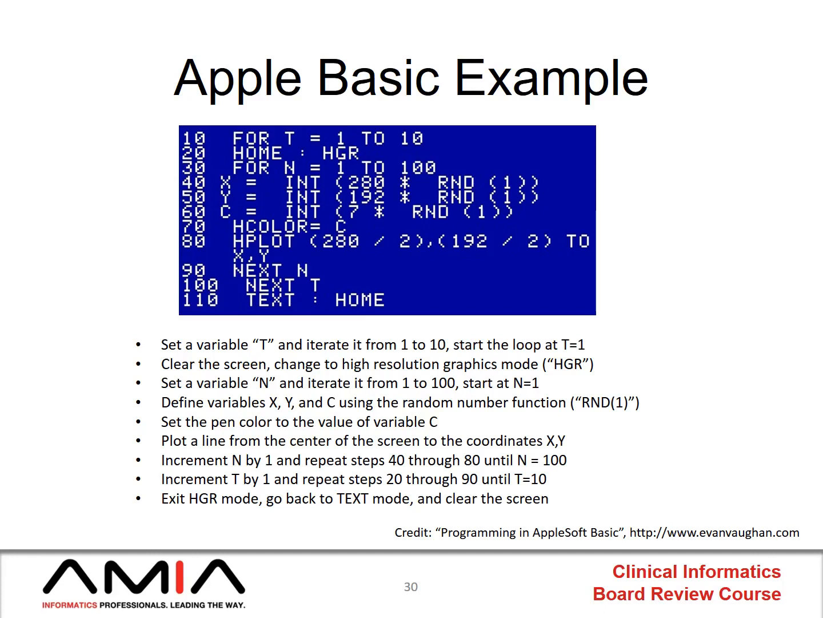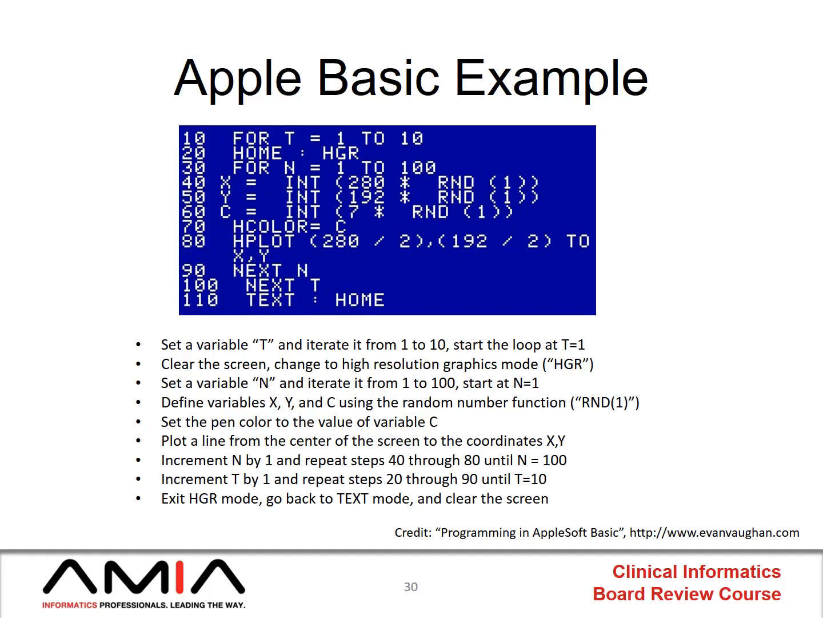And when it does that 100 times, then it'll exit the n loop and it'll go to line 100, where it does the t loop. And remember, that'll take us all the way back to line 10. We'll now advance to the t will now be equal to 2. It'll clear the screen, go to high-res graphics mode, and do it all over again.